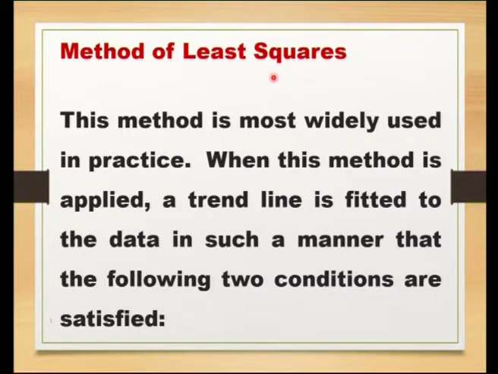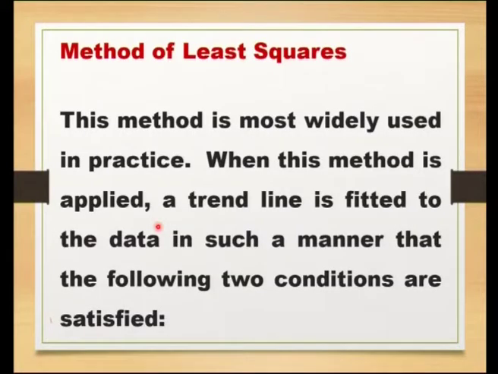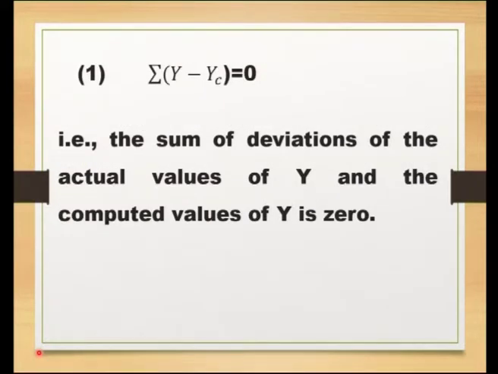After the trend values are calculated, the trend line is drawn in the graph. This method is most widely used in practice. When this method is applied, a trend line is fitted to the data in such a manner that the following 2 conditions are satisfied. The first condition is summation of y minus yc equals 0. Yc means computed y, and y are the original data given in the question. So, the difference between the original data and the computed data, when you take the summation of those values, should be equal to 0. That is, the sum of the deviations of the actual values of y and computed values of y should be 0.